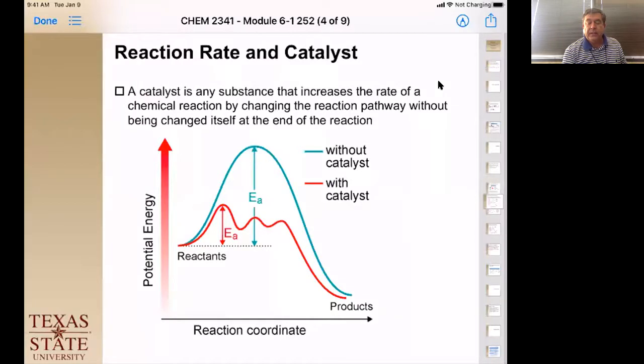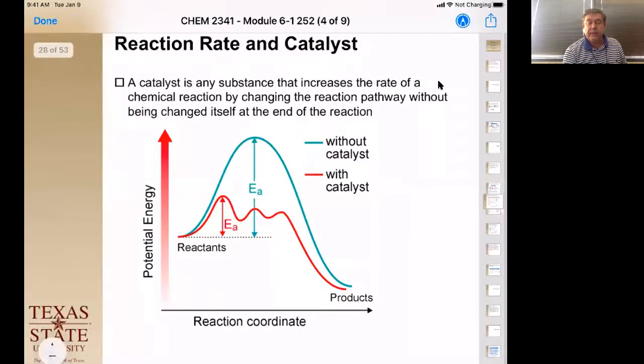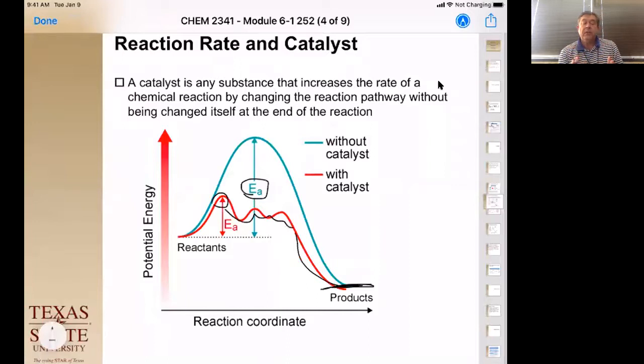It lowers this initial activation energy. Even though it goes through a couple different transitions, you still end up with the same products. So that's the effect of a catalyst on rate. Not only does it change the actual mechanism of the system, but you end up with the same products by lowering the activation energy. So the individual steps of the mechanism are different, but the net result of the reaction is the same.